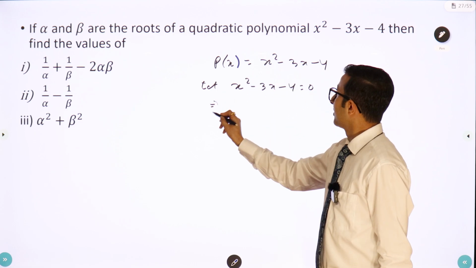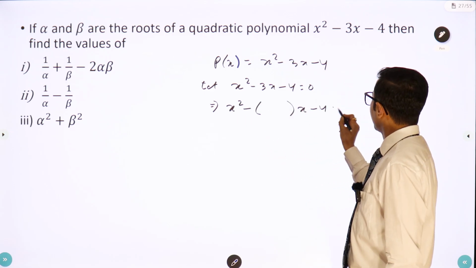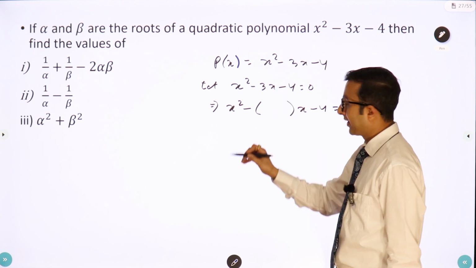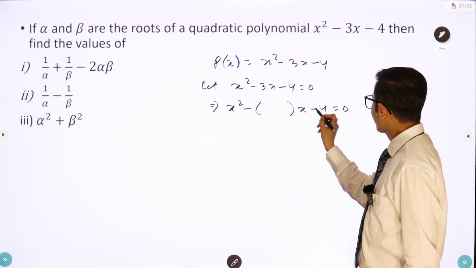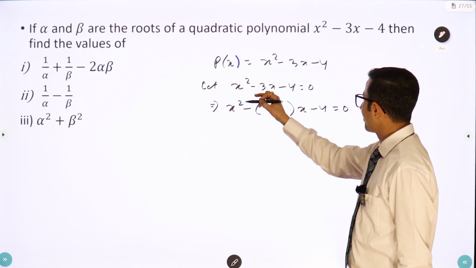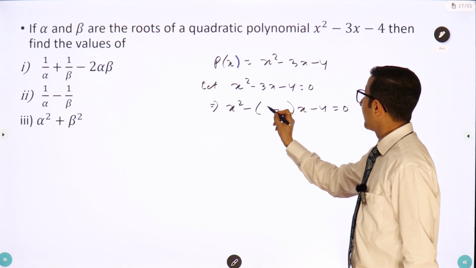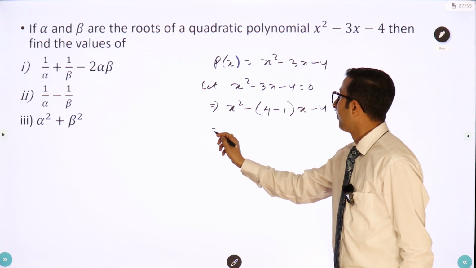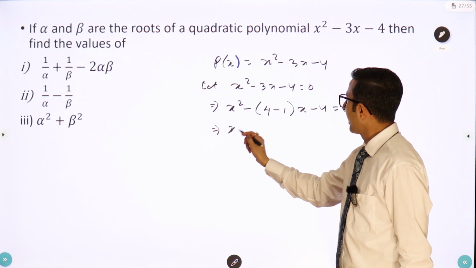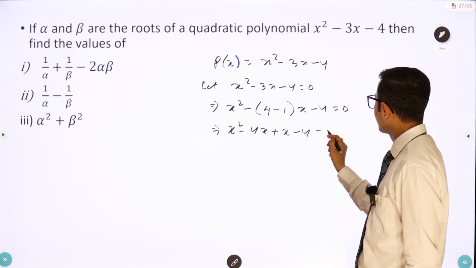Using the middle term splitting, x square minus 3x minus 4, the 3 should be split into two parts. So here is a minus sign. By subtracting two numbers we are supposed to get 3, but by the product of those two numbers we are supposed to get 4. That is definitely 4 and 1, because 4 ones are 4, and 4 minus 1 is 3. So x square minus 4x plus x minus 4 is equal to 0.